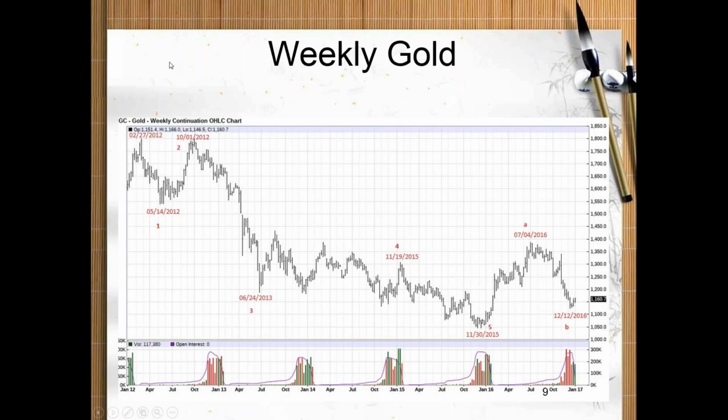This is a 5-year view of gold, a weekly chart of gold, and this brings us to the present. So here's my wave count, and this is getting into a little more precise explanation specific to gold as to why I think the money will be made in the gold market right now.